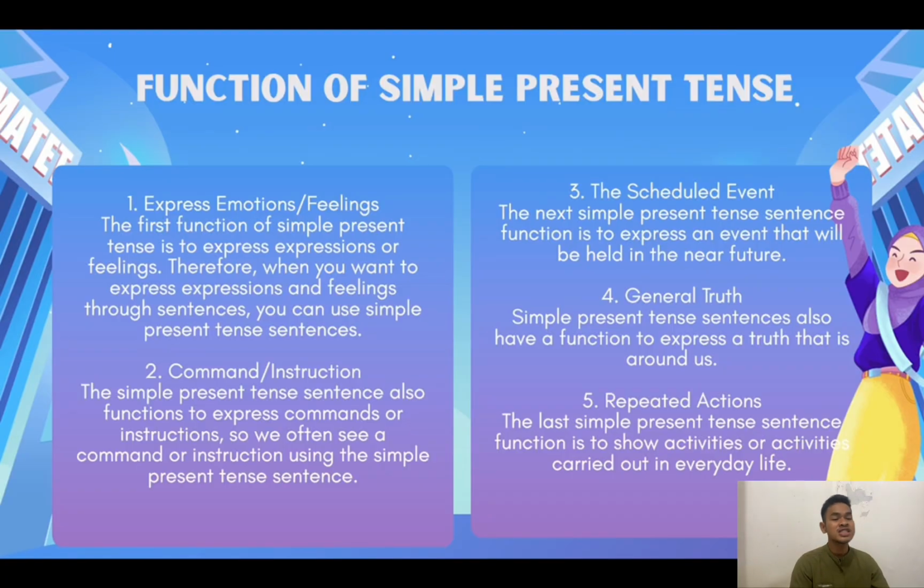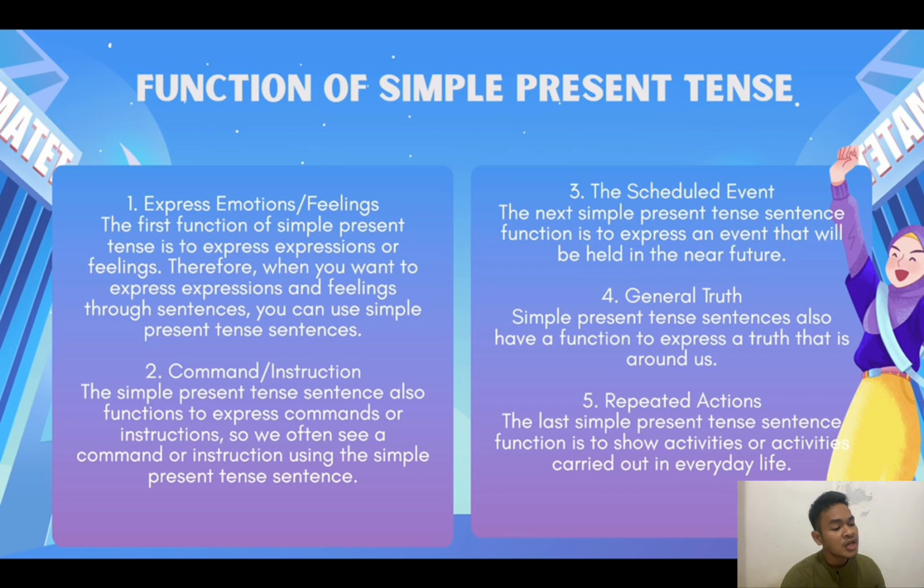Next is function of simple present tense. One, express emotions or feelings. The first function of simple present tense is to express emotions or feelings. Therefore, when you want to express emotions and feelings through sentences, you can use simple present tense sentences.